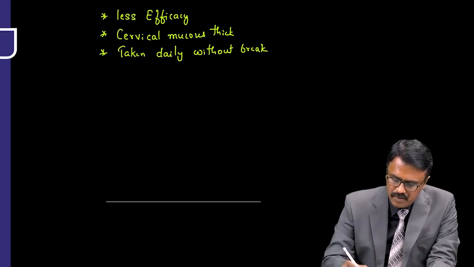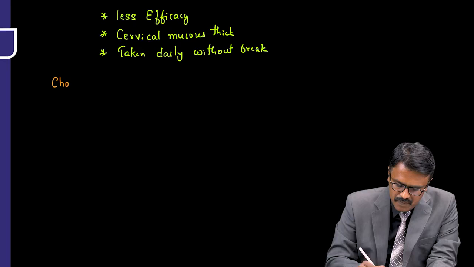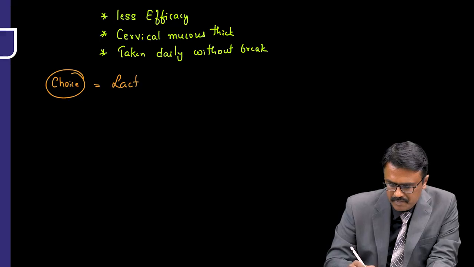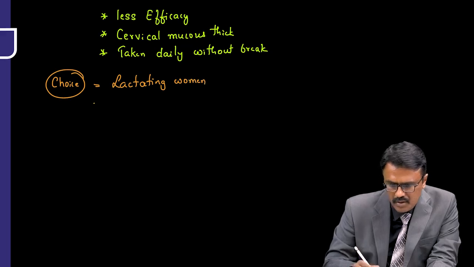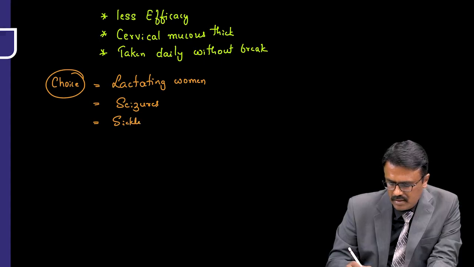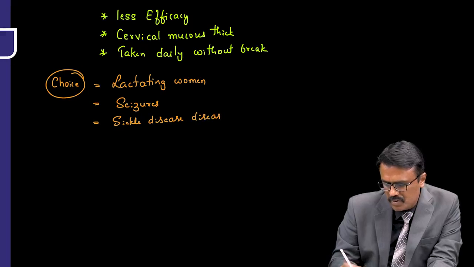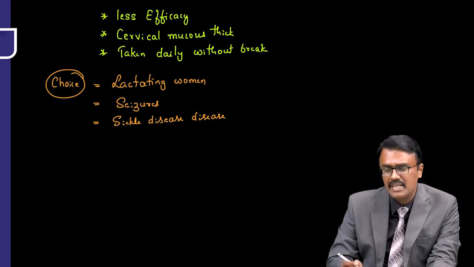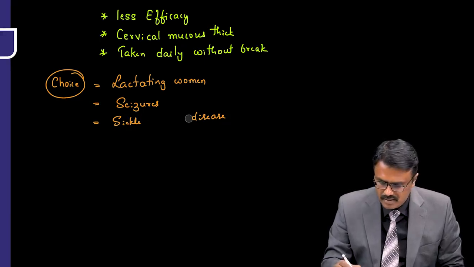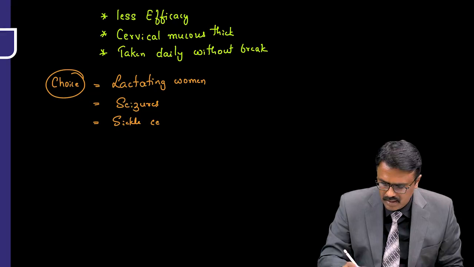Now where do you prefer this mini pill? Which patient it's a choice? It's a choice in lactating women. So lactating women, we don't want to give the estrogen. Seizures, we don't want to give. We don't want to use it in sickle cell disease, the estrogen component. So in that patient, we can use POP. So POP is preferred in lactating women, seizures, and sickle cell disease. So let me write this: sickle cell anemia.